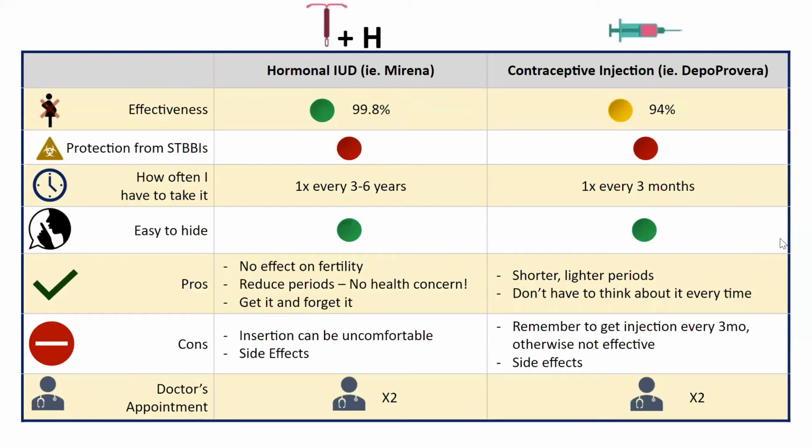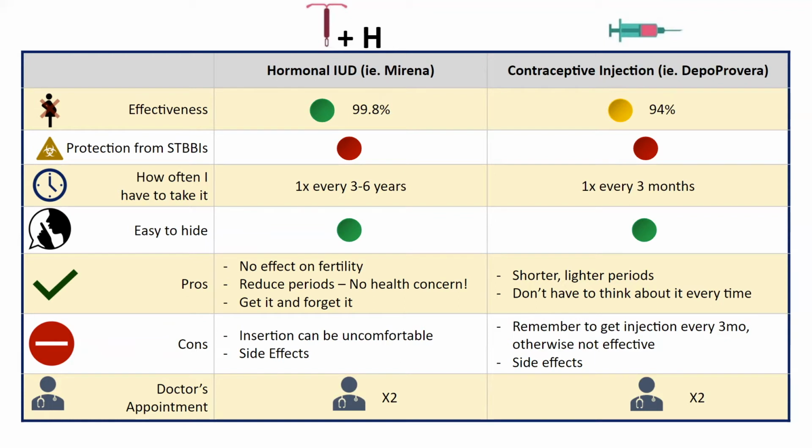The first 2 methods we will discuss are the hormonal IUD and the contraceptive injection. The hormonal IUD is a small device that is inserted inside the uterus to prevent pregnancy. To get an IUD, you first need to make an appointment with the doctor and get a prescription for the device. You then go with the prescription to the pharmacy and pick up the device. Then you book another appointment with the doctor to have it inserted.